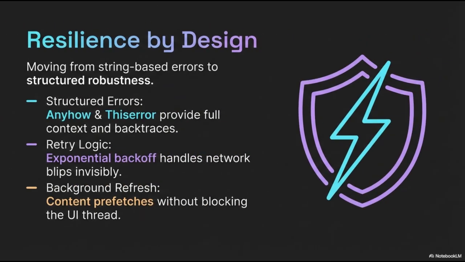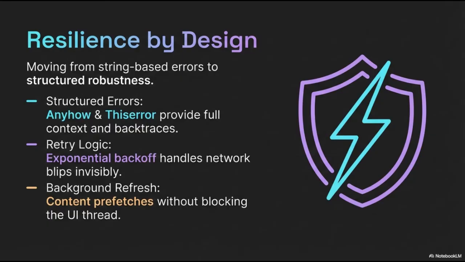Resilience by design involves a fundamental shift from simple string-based error handling toward a model of structured robustness. We achieve this through 3 core pillars. First, we implement structured errors using the anyhow and thiserror libraries, which provide the full context and backtraces necessary for effective debugging and system health monitoring. Second, we have integrated robust retry logic. By utilizing exponential backoff, the application can handle transient network blips invisibly, ensuring a seamless user experience despite connectivity fluctuations. Finally, we employ background refresh patterns to prefetch content. This ensures that data is always ready for the user without ever blocking the main UI thread, maintaining a responsive and fluid interface.